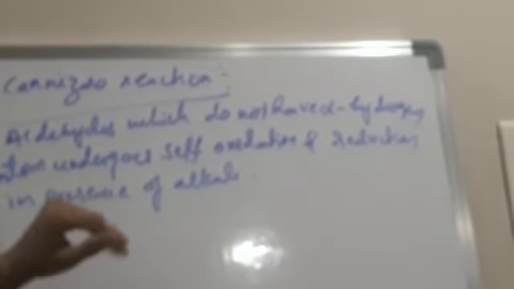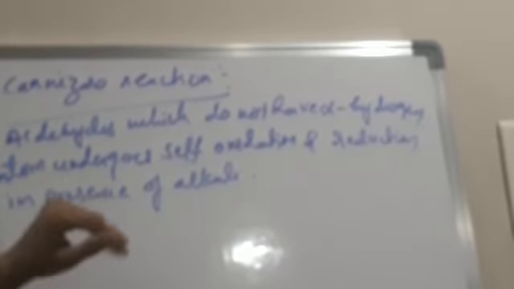Okay? So here aldehyde is reduced to alcohol and oxidized to salt of carboxylic acid. So we observe both oxidation and reduction take place within the same reaction. That's why this reaction is known as disproportionation reaction. Okay, self-oxidation and reduction. This is disproportionation reaction.